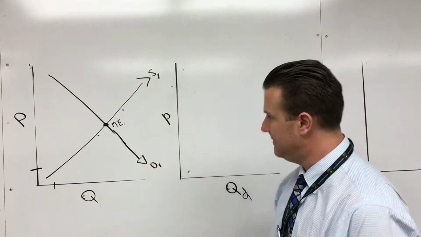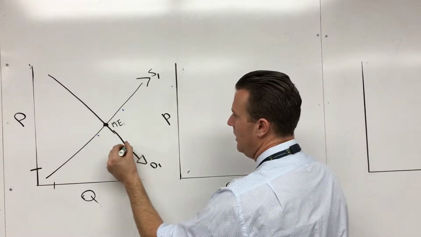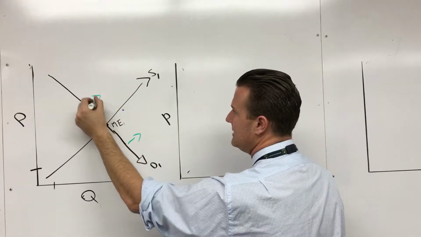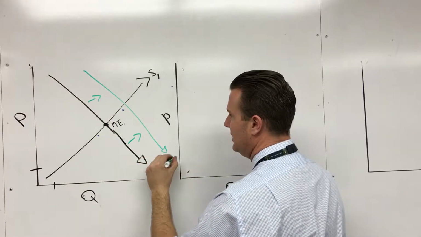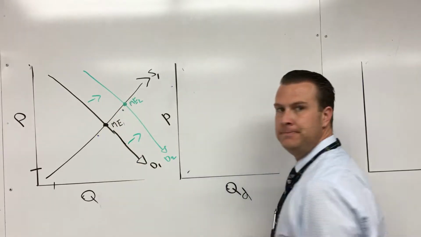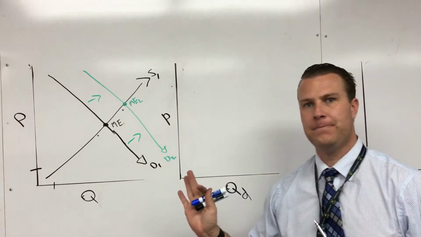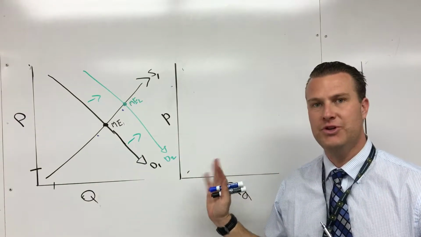That's a negative shift. So I'm going to use green this time for my demand line. I'm going to shift demand over to the right, and I'm going to draw my line with my arrow. I'm going to label it D2, and I'm going to put a new dot there and label it ME2. Perfect. New market equilibrium, it's shifted positive. That's all I would do.